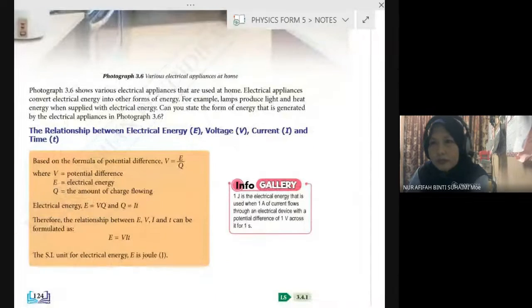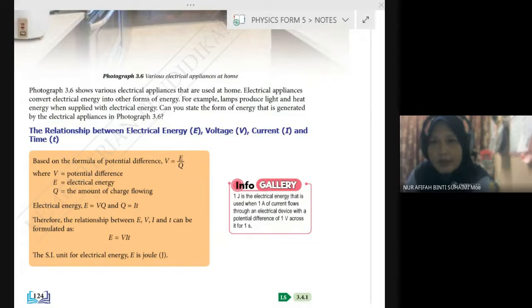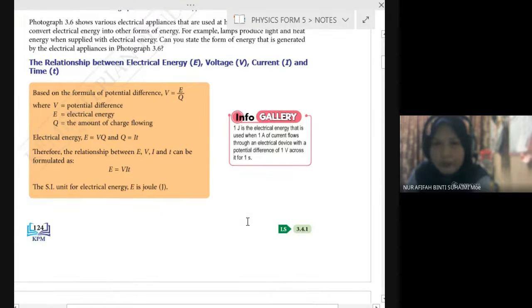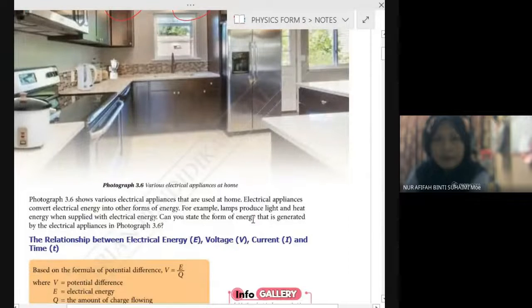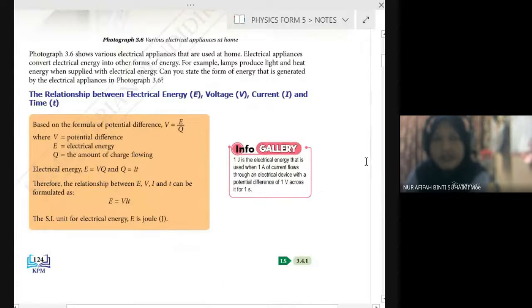Okay. Tadi yang tak ada apa jawapan . Okay, we go to the relationship. Actin. Tak cukup 30 ni.